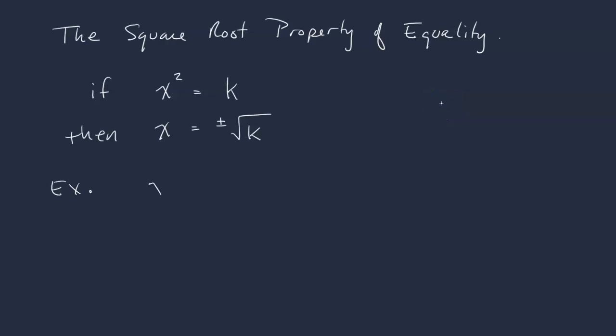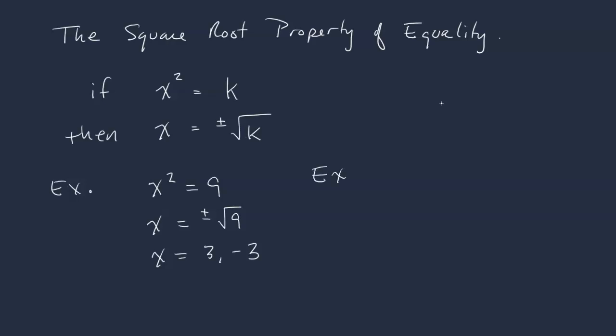Let's say you have that x squared is equivalent to 9. Then, by invoking the square root property, you can write that x is equivalent to plus or minus the square root of 9, which of course is 3 or negative 3. They don't always have to be perfect squares on the right-hand side.